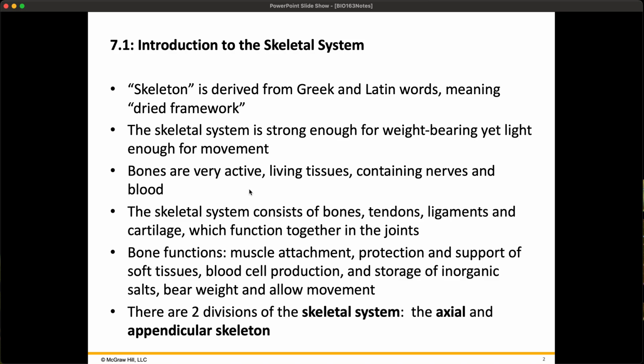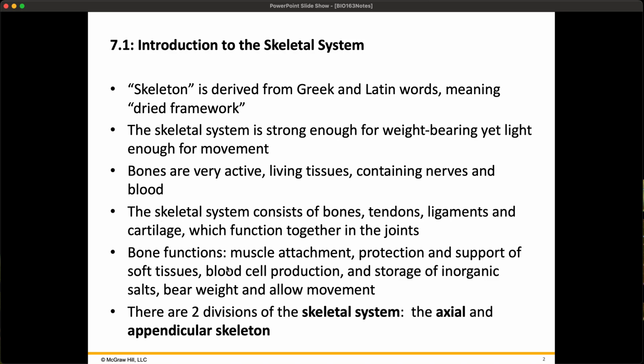They are living organs. If you break your bone, it hurts, it has nerves, it bleeds, there's blood supply, and that blood supply also allows it to heal. And so bones are living organs. The skeletal system itself consists of multiple organs. It is an organ system, so it has multiple organs. Yes, the bones, but also tendons, ligaments, and some cartilage that function in the joints.